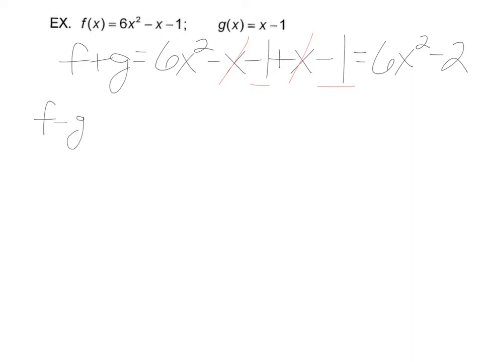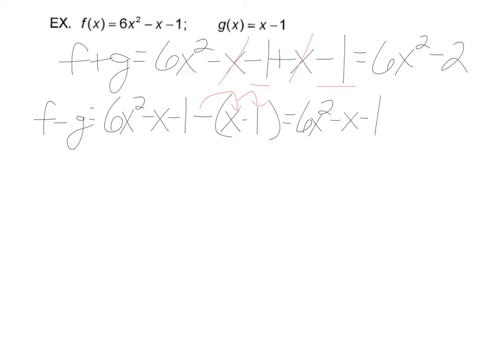F minus g. Again, let's put the second one in parentheses, so we have 6x squared minus x minus 1 minus parentheses x minus 1. Then we remember that the minus in front of the parentheses distributes. That gives us 6x squared minus x minus 1 minus x plus 1. Now combine like terms. We have 6x squared. Our x's, minus x and minus x, would be minus 2x, and the 1's would cancel.